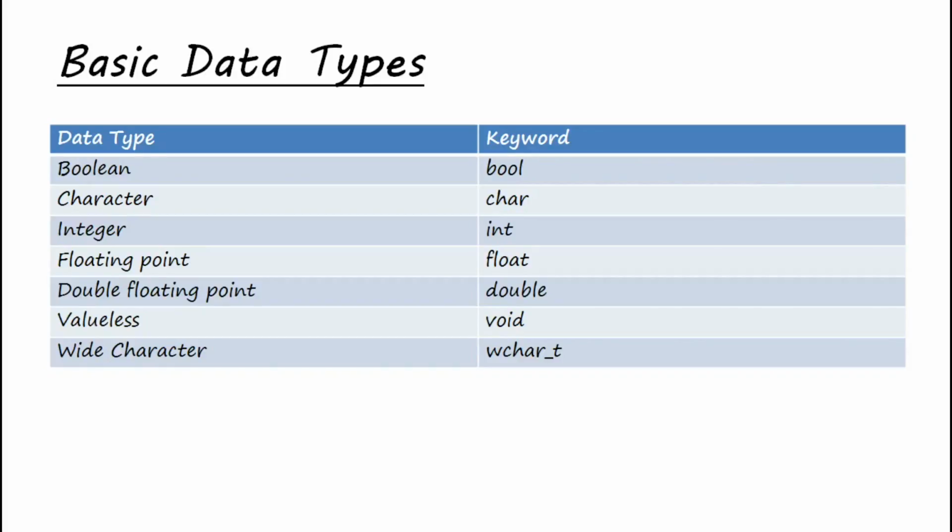Then there is wide character. Your character has space for only 256 characters. But there are many other non-English languages which contain many other symbols. To store those symbols, the space a character has is too small. So a new data type, wide character, was developed to store all those values. Wide character is just a character which can store a large amount of symbols.